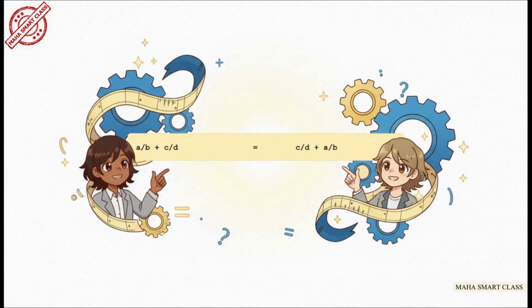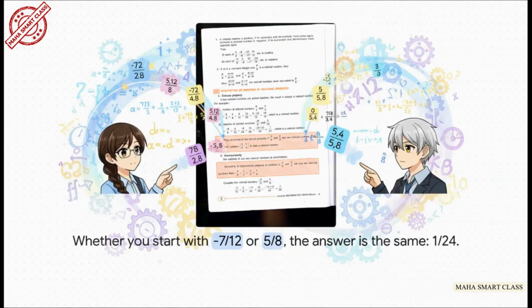And this is how it looks in the language of math. It's basically saying you can take any two fractions, add them up, and then you can flip their positions, and you are guaranteed to get the exact same answer, every single time. And here's a perfect example of that property in action. Look at these numbers. Whether you start with the negative 7 over 12 or the positive 5 over 8, once you do the work, find that common denominator and add them up, you land on the exact same answer, 1 over 24. Pretty cool, right?